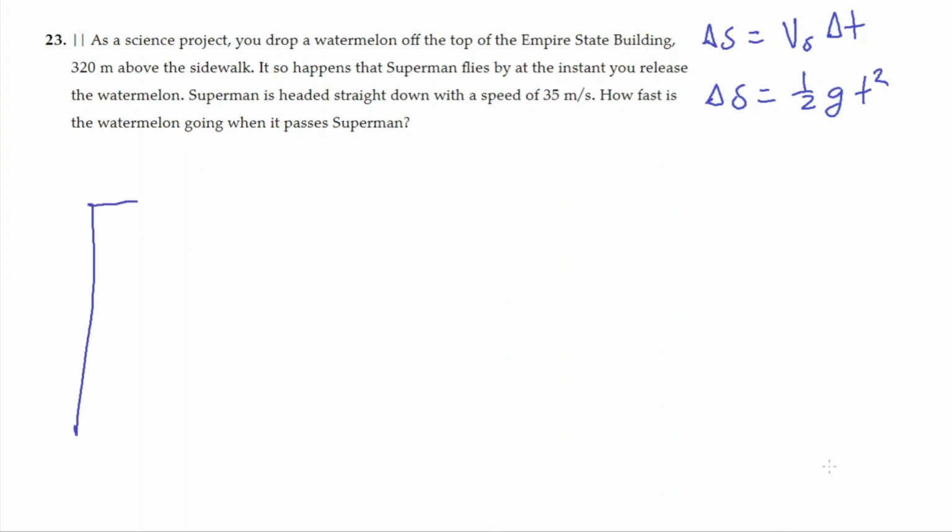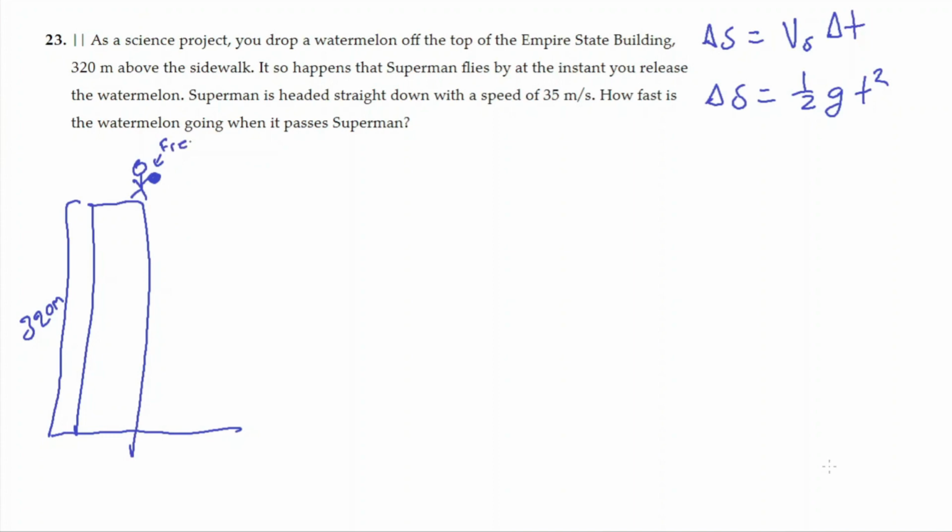So let's draw a little illustration here just for visualization. Let's say you're right here on the Empire State Building. You drop a watermelon, which is going to be right here. So this distance to the sidewalk, which is right here, is going to be 320 meters. And this watermelon is going to be in free fall. And now we have Superman, which I'll draw upside down. And he's moving at 35 meters per second in uniform motion. So he's moving at constant velocity.